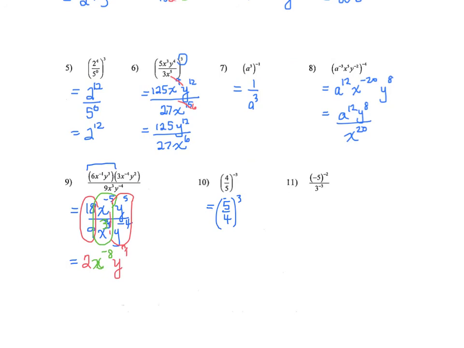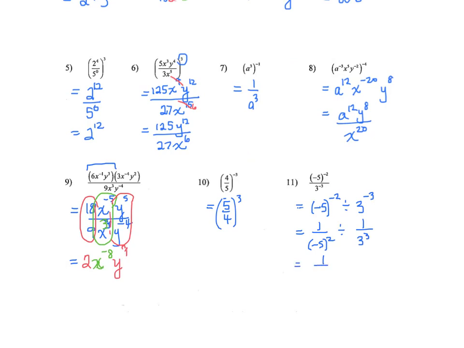And in the next one, let's think of this one. This one is a little more involved. So you've got negative 5 to the negative 2 divided by 3 to the negative 3. So here we would have 1 over negative 5 squared divided by 1 over 3 cubed, first of all, to get rid of the negative exponents.